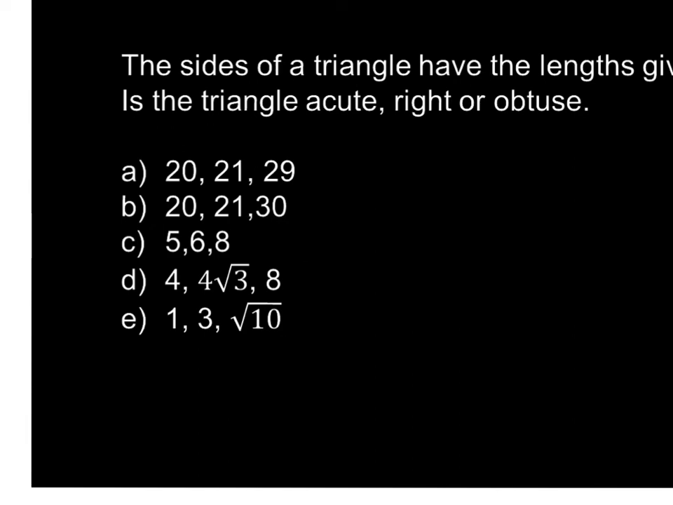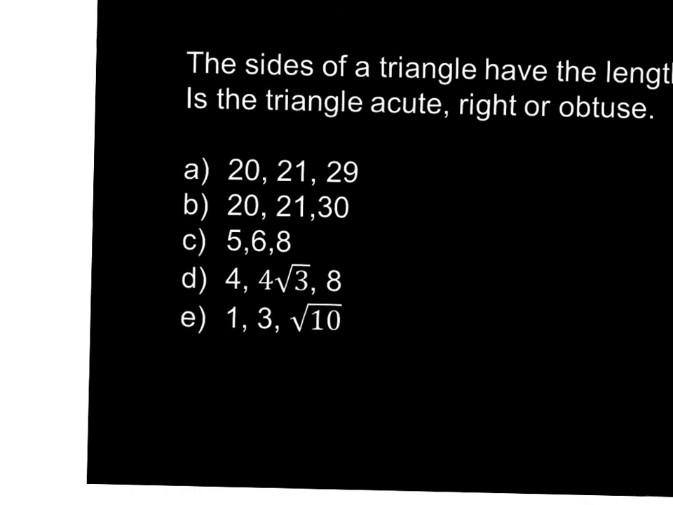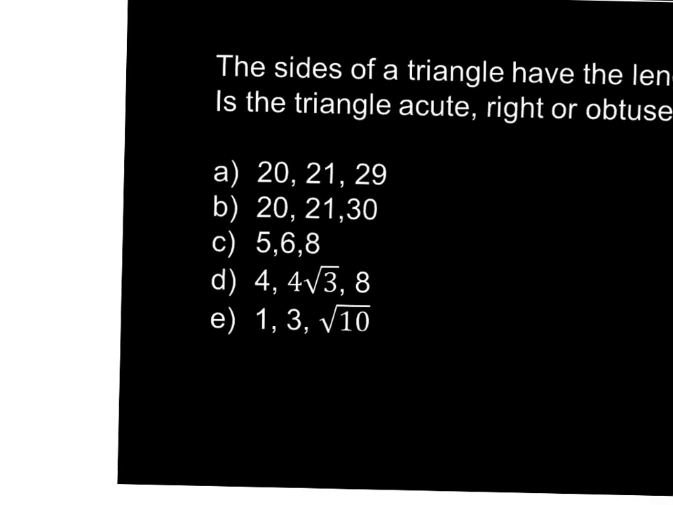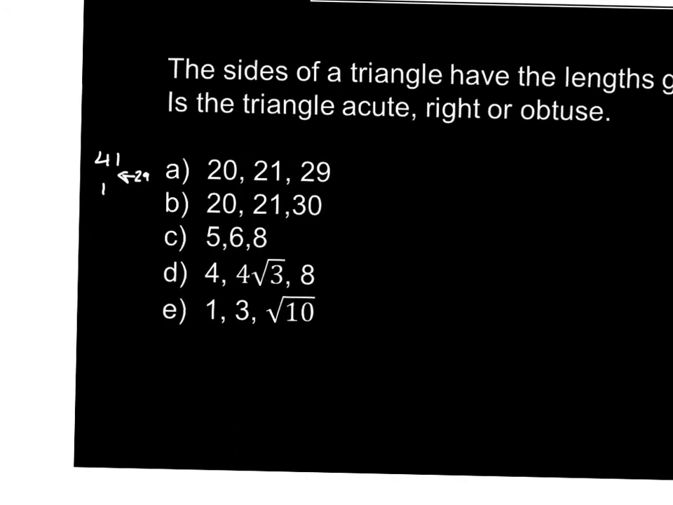So just to do my quick check here, 20 plus 21, that gives me 41. And when I subtract them, I get 1. 29 will be in between, so they do form a triangle. So let's go ahead now and check. Remember, the biggest number is always c. So 29 squared, 20 squared, plus 21 squared.